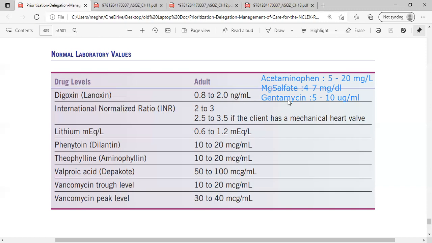Last medication here, gentamicin. Gentamicin is an antibiotic, right? So here, the normal therapeutic range is 5 to 10. And gentamicin can cause ototoxicity, neurotoxicity, and nephrotoxicity. Sometimes the NCLEX board asks about another medication, carbamazepine. It is 5 to 10. And carbamazepine has an anticonvulsant effect as well.